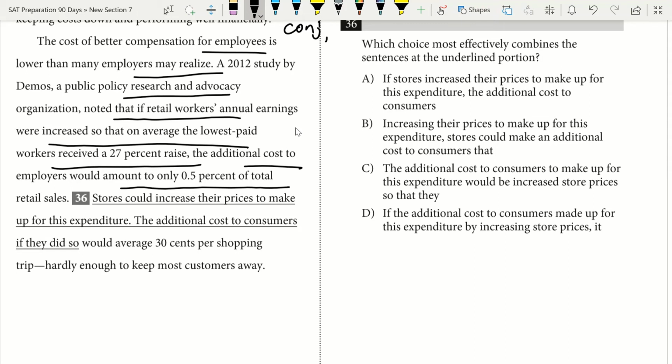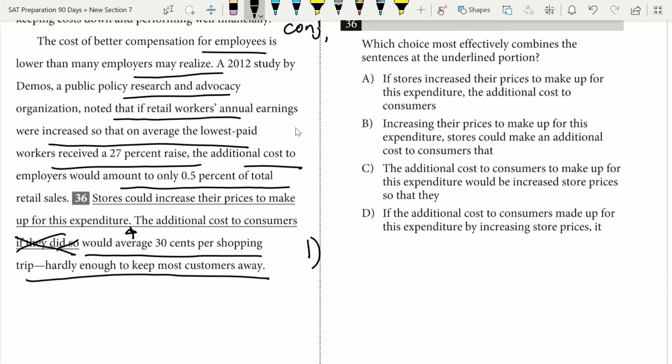All right, so which choice most effectively combines the underlined sentences? We know that's really going to be our question because we have two sentences with a period between them, and both of them are underlined. "So if stores could increase their prices to make up for this expenditure, the additional cost to consumers, if they did so," okay, this is redundant. I don't want to use that, so I'm going to get rid of it right away, because we already said what they're doing, so we don't want to say "if they did so." "Would average 30 cents per shopping trip, hardly enough to keep customers away." All right, so whenever I'm combining sentences, I'm looking to do two things.